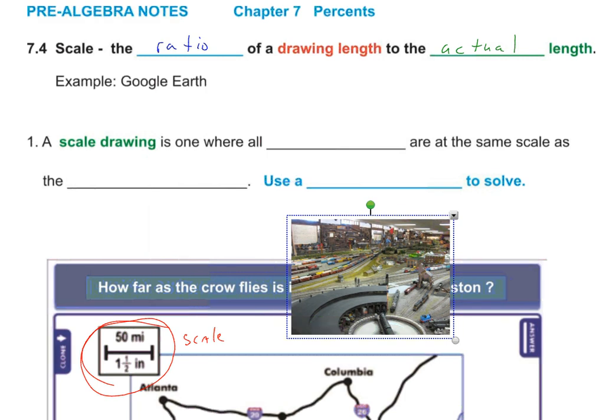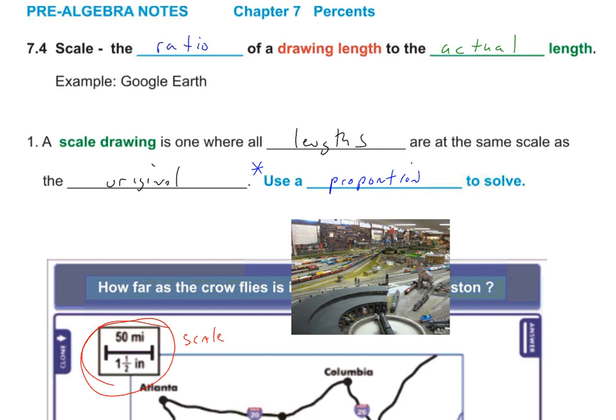A scale drawing is one where all lengths are in the same scale as the original. And this is the key, and this is what we did. Use a proportion to solve.